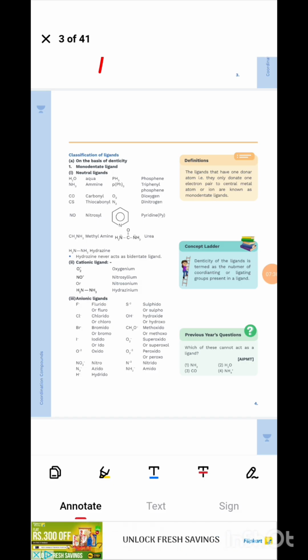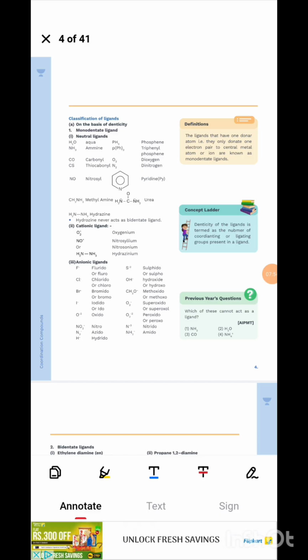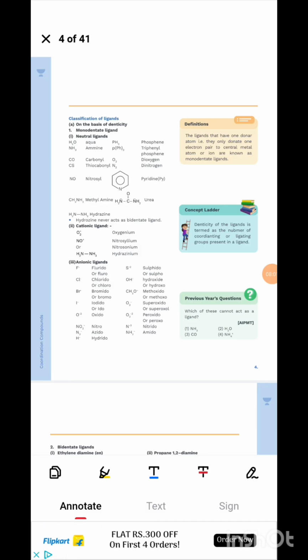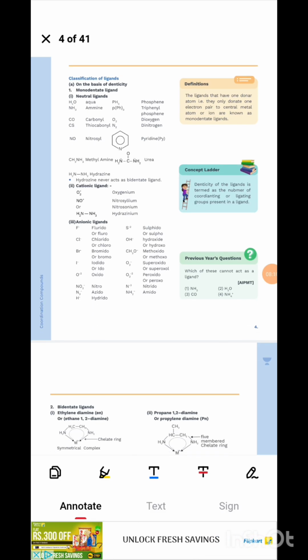On the basis of denticity, there are monodentate ligands, and some monodentate ligands are neutral. H2O is aqua, NH3 is ammine, CO is carbonyl, CS is thiocarbonyl, and NO is nitrosyl. Methylamine is CH3NH2, urea is NH2CONH2, NH2NH2 is hydrazine. Phosphine is PH3, PPh3 is triphenylphosphine, O2 is dioxygen, then dinitrogen and pyridine. These are all monodentate ligands, and since there is no charge, they are neutral ligands.